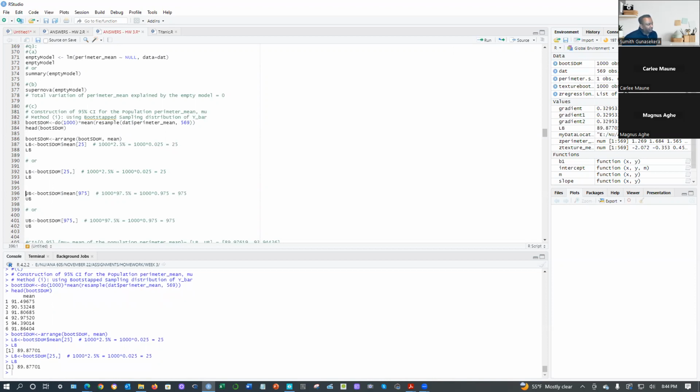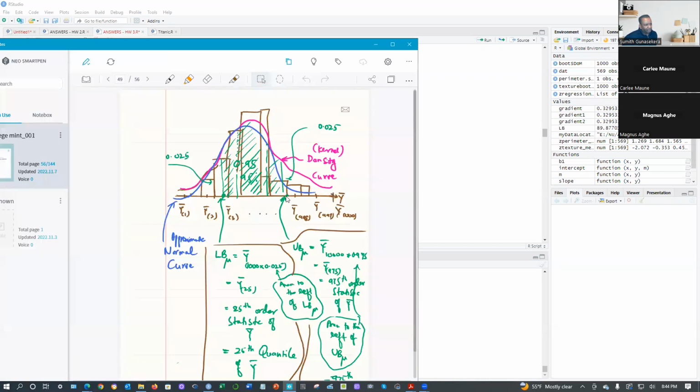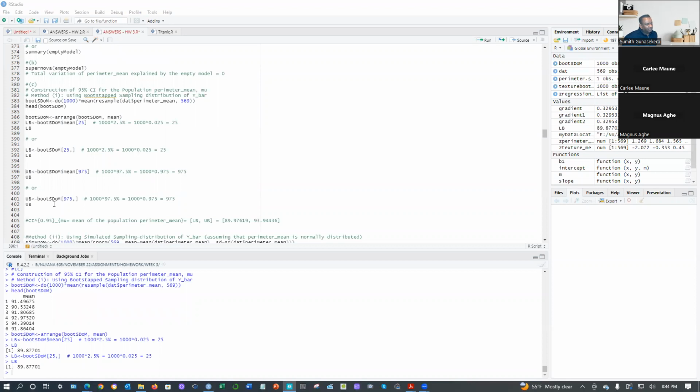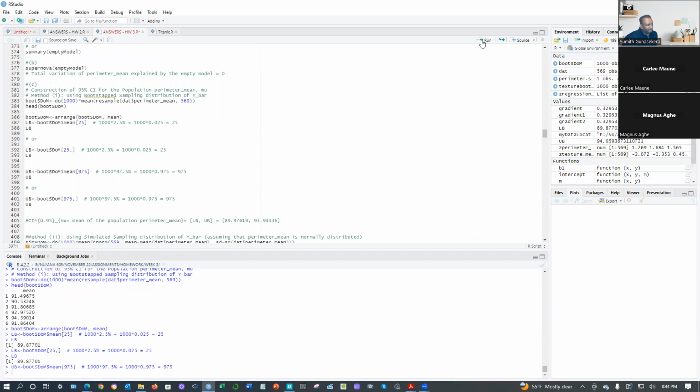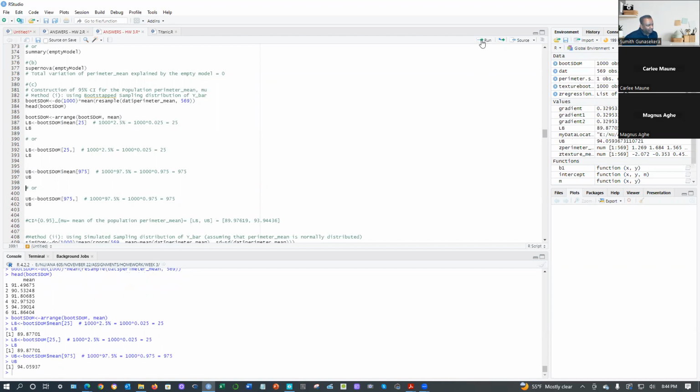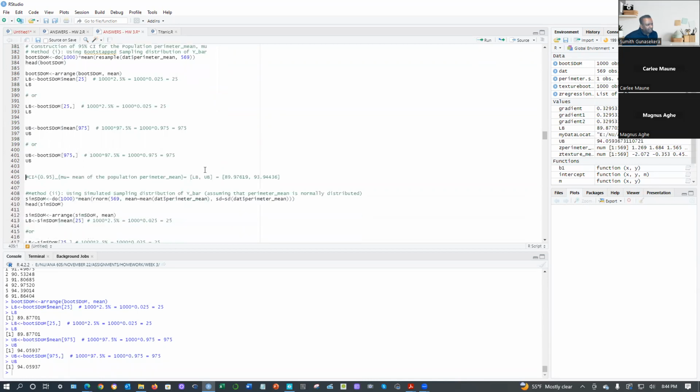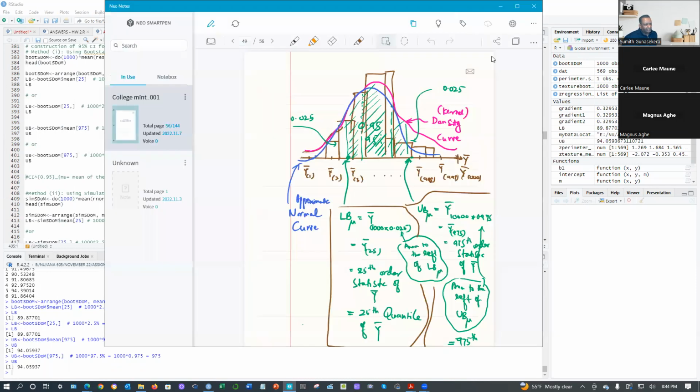Then let's go to the upper bound as we display over here. Upper bound, you go to the 975th percentile. Either you can calculate it this way. It's 94 something. Same thing. Then your confidence interval for the population mean, the parameter mean, you're going to write that one.